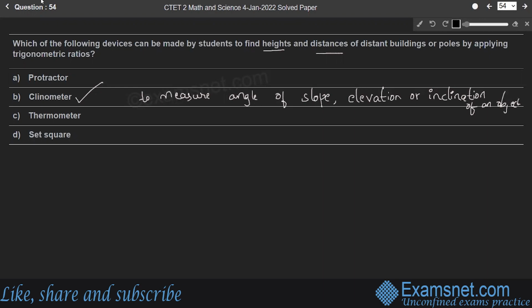Whereas protractor refers to the instrument that helps measure an angle, and the units of measurements obtained using a protractor are degrees. Whereas thermometer refers to the instrument that is used for measuring temperature. So set square refers to an instrument for drawing straight lines and angles. It is in the shape of a triangle with one angle of 90 degrees. So the correct option is B.